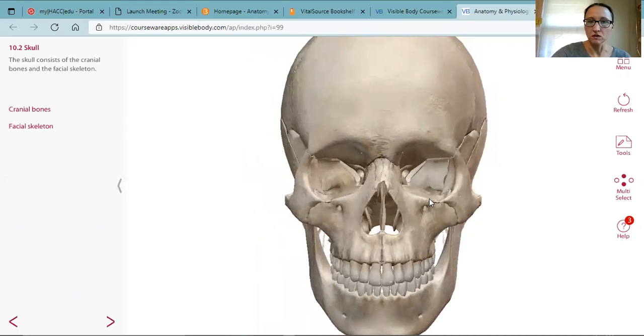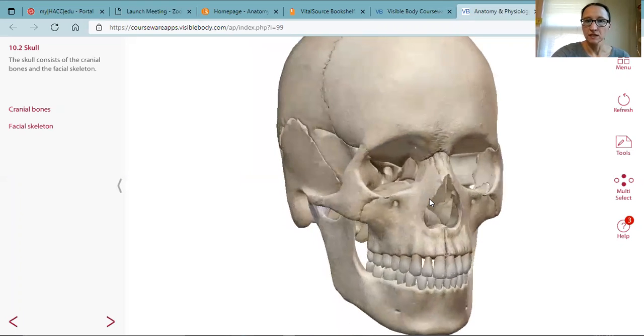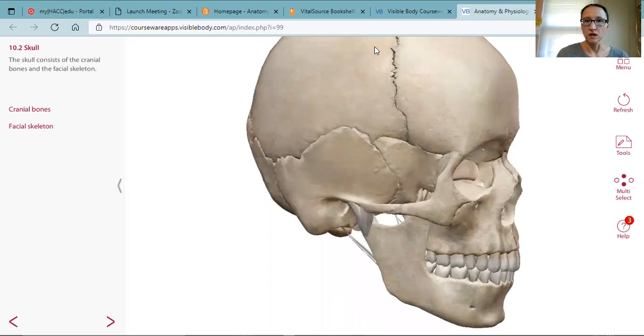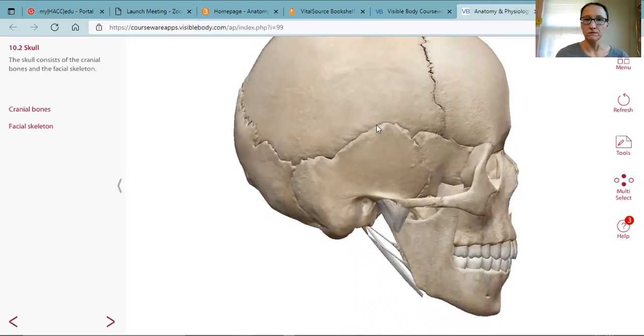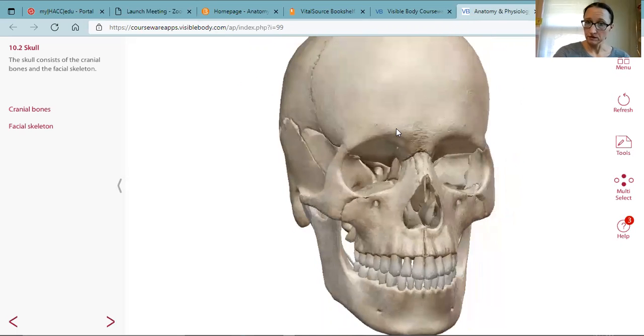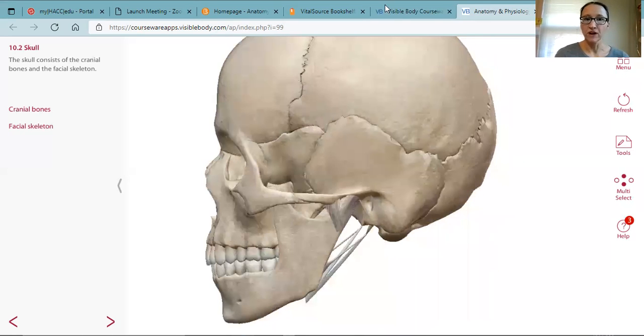This is an image, of course, of the skull, and you can see that there are lines where the bones come together, right? Who remembers what these lines are called? Yes, that is correct. They are sutures. Unlike synovial joints, these fibrocartilaginous joints of the sutures are not freely movable. That's not to say that they don't have any movement at all, because they do. It's just very, very slight.